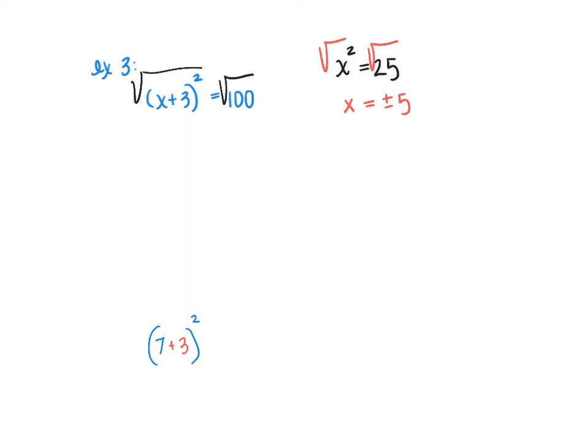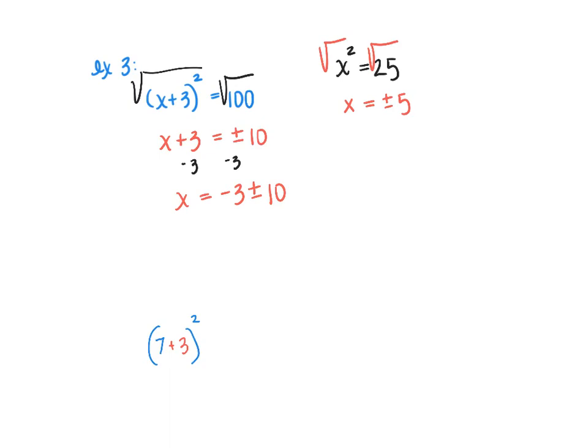So the same thing's going to happen with example 3. When I take the square root of the left, I have just x plus 3. But when I take the square root of 100, I have to remember that I'm getting 2 solutions, plus or minus 10. So it's really the same process. Now I need to get my x by itself, and so I would subtract 3 from both sides. And what does that look like? Well, I'm going to write it as x equals negative 3 plus or minus 10.